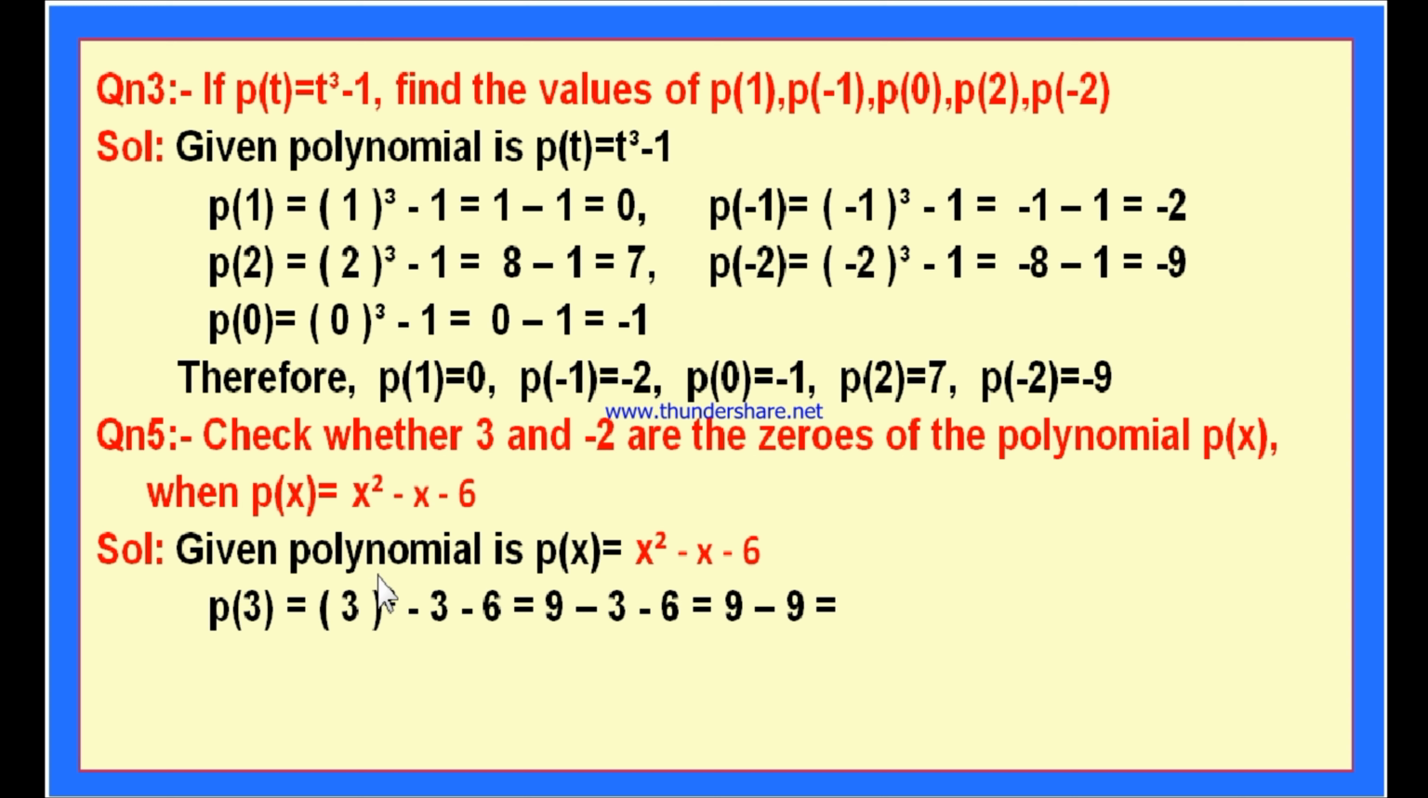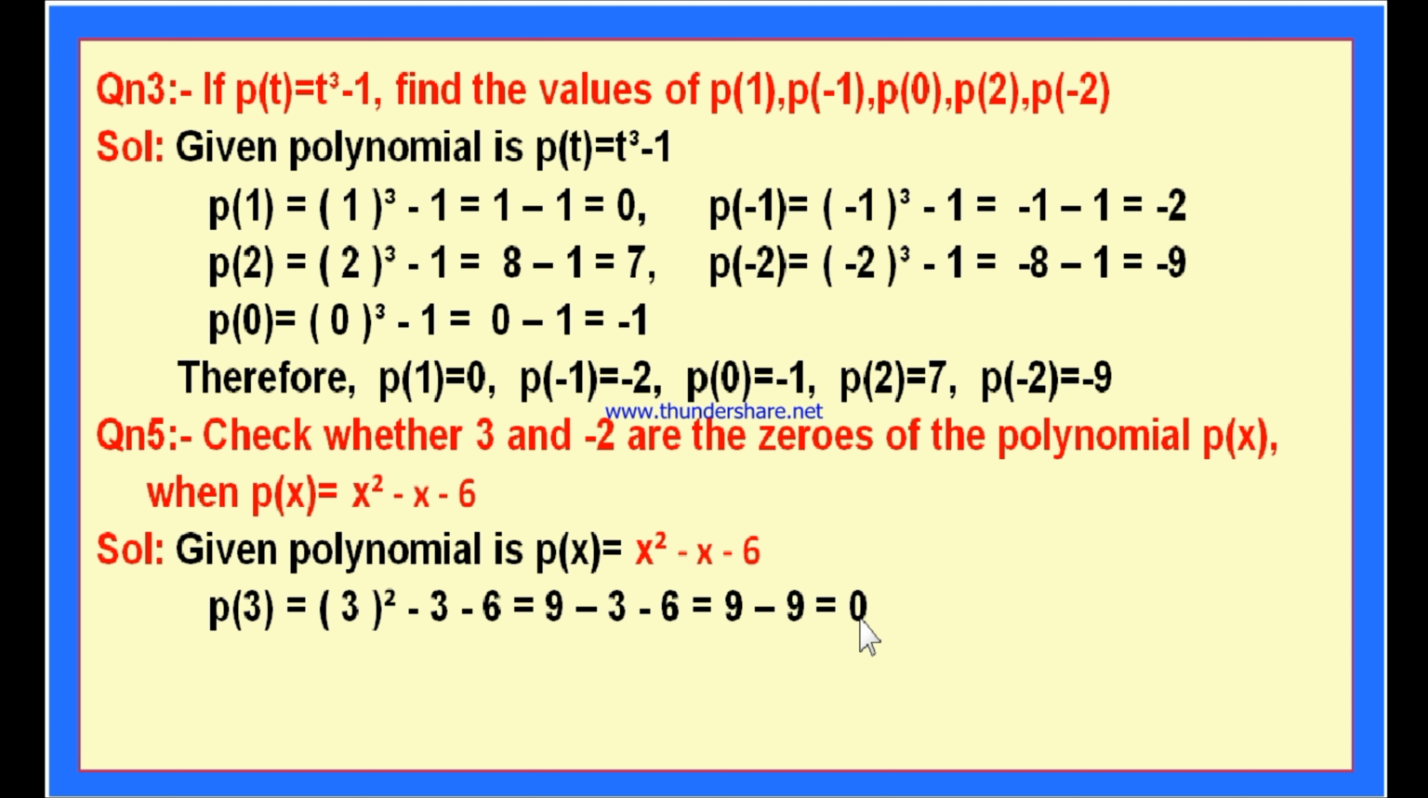P of 3 means 3 square minus x, that is 3, minus 6. 3 square means 3 into 3 is 9. Minus 3 minus 6. This is plus 9. Minus 3 minus 6 is minus 9. What is 9 minus 9? 9 minus 9 is 0. Therefore, in the given polynomial, if we substitute x is equal to 3, we get the value of the polynomial as 0.